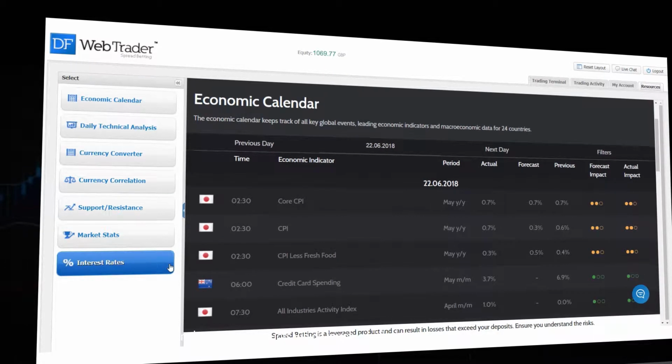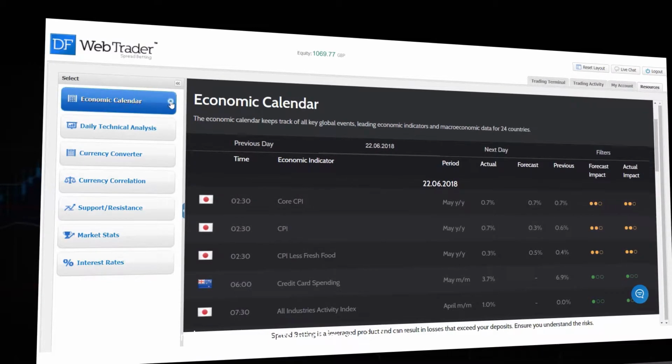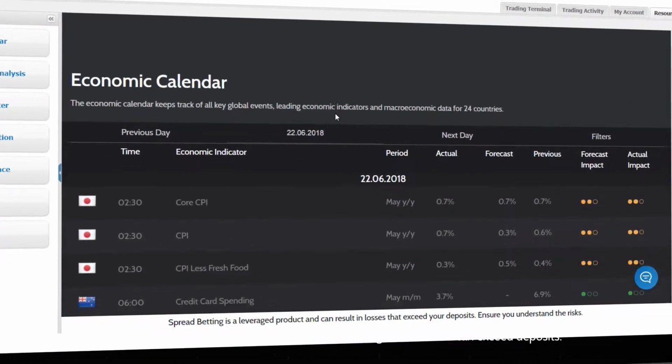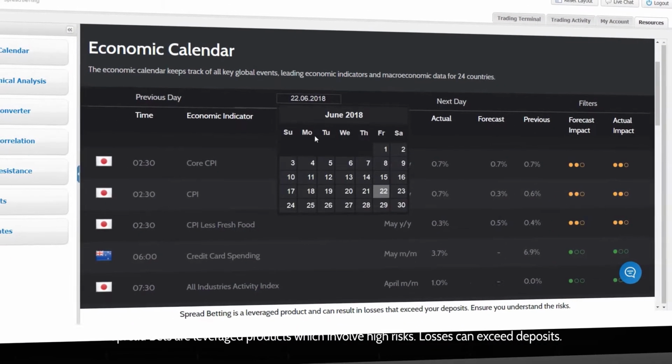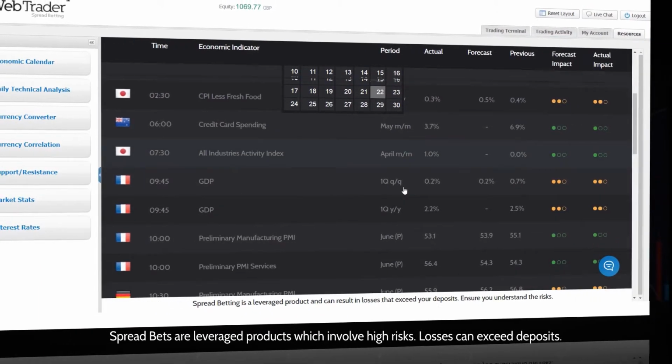Clicking on any of the icons opens the corresponding page on our website, where you can find the information you need to analyze the markets and decide on your trades.